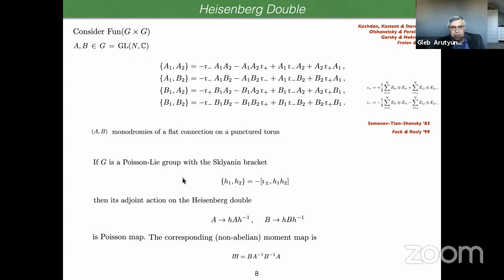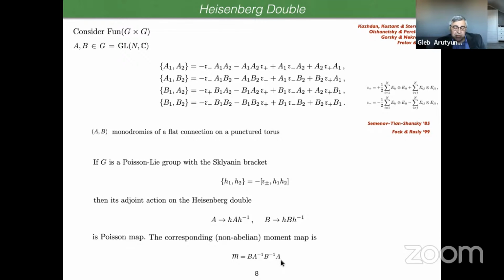Now, this double admits an action of a Poisson-Lie group in this way. The Poisson-Lie group G, which is GL_N(C) in our case, acts on the elements of the double by a joint action. This is a Poisson-Lie group in the sense that this map is a Poisson map, so it preserves the structure of the double, provided the elements h satisfy this Sklyanin bracket with the matrices R plus minus. This map is Poisson, as I said, and moreover, it is generated by a moment map given in terms of matrices A and B by this formula here.